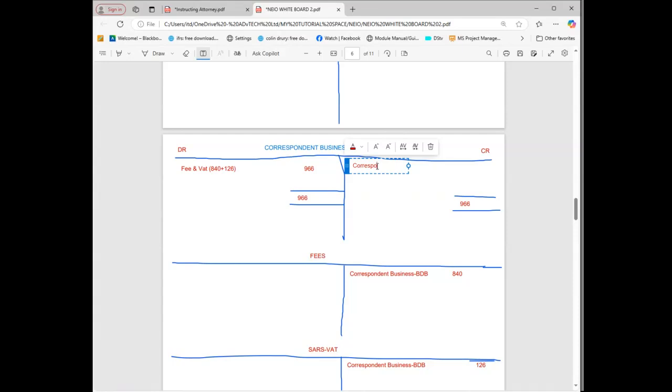I understand. So now we transfer. Remember, the transfer always takes place under the business and trust. You're going to say correspondent, trust, and BDB transfer. If you still need clarity, let me know.